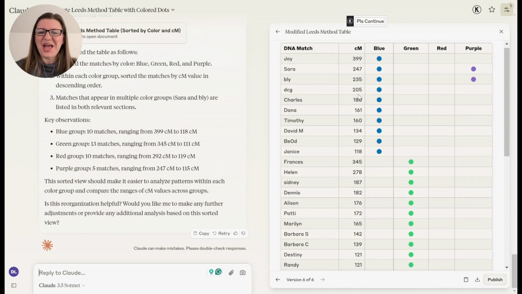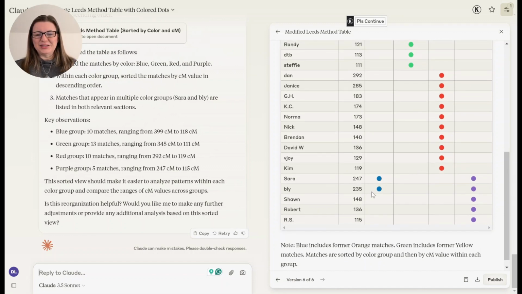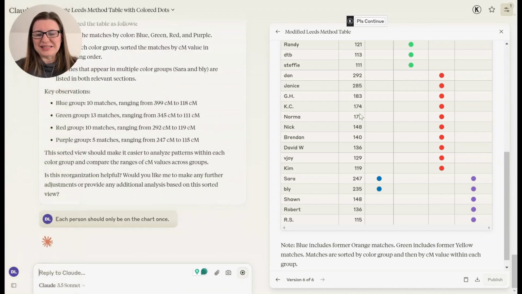That's interesting. We've got Sarah and Bly here and Sarah and Bly there. That makes sense. That's fine. That's just not how we do it, but I would have just had them on there once. I could say each person should only be on the chart once. And let's just see what it does.